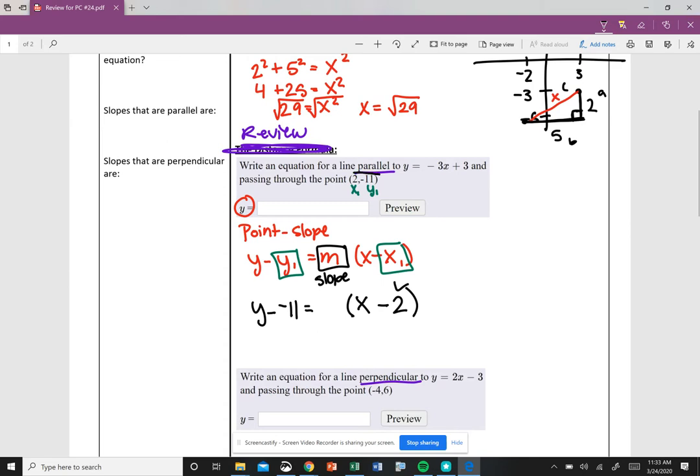So this point is split between there and there. All right. Do you guys see that? All right. So now I need to decide my slope.